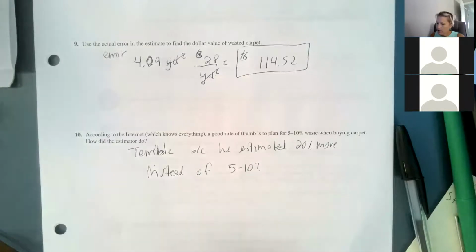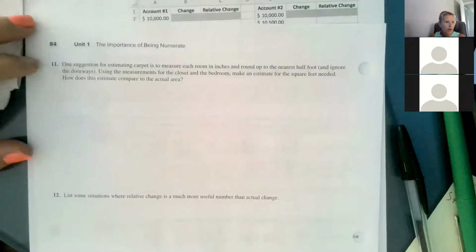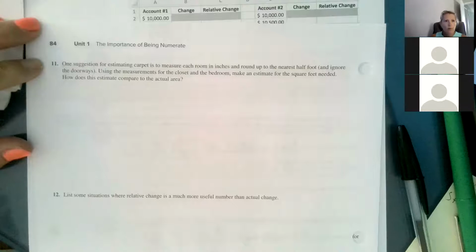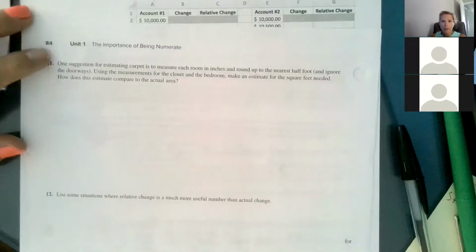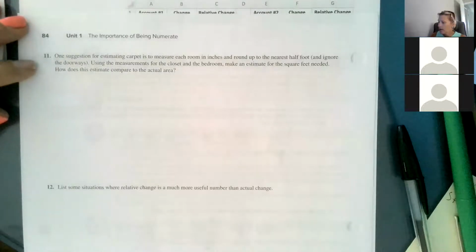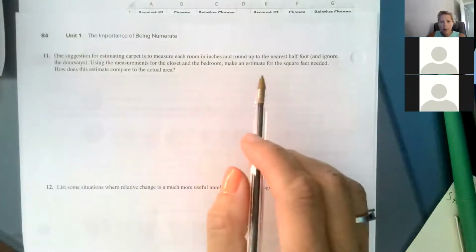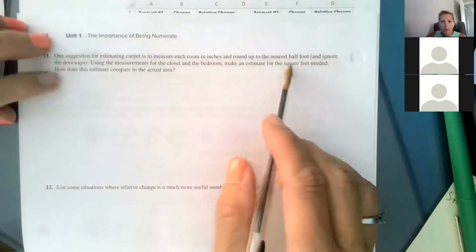Any questions so far? So your other question was on 11 here. Okay, no questions so far. One suggestion for estimating carpet is to measure each room in inches, round up to the nearest half foot, and ignore the doorways. Using the measurements for the closet and the bedroom, make an estimate for the square feet needed. Okay, so first we have to do it in inches, and then turn this to square feet, but we have to round up to the nearest square foot.